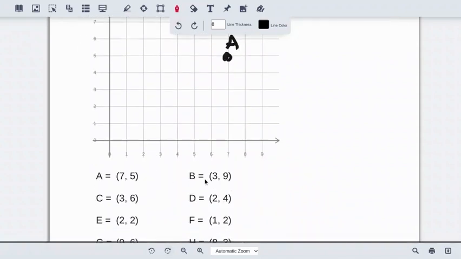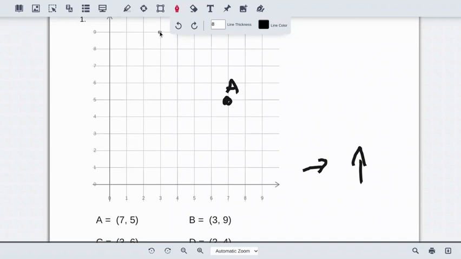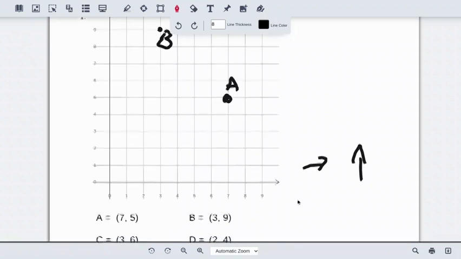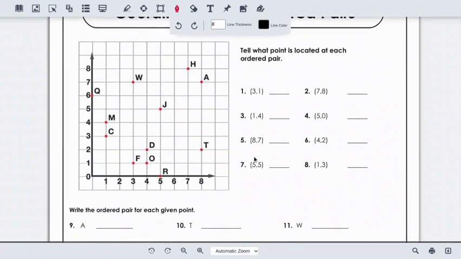If I go do B, B is at 3, 9. Remember, I'm always going over first and then up. Those are beautiful arrows, aren't they? I'm going to go over 3, and then I go all the way up to 9, and I'm going to put a dot. And that's coordinate B. And that's how you're going to work your way through this page. Okay? More practice on the next page.